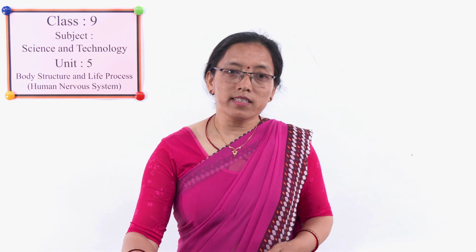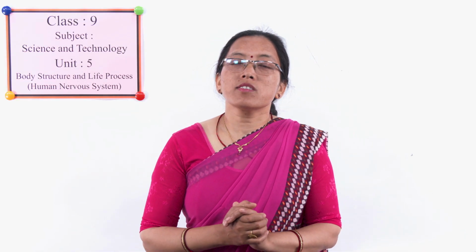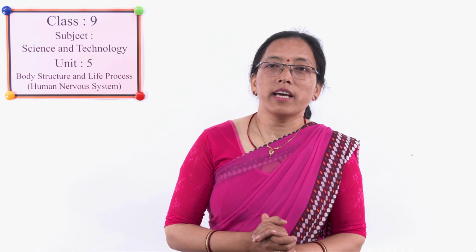See, this is the human nervous system. In this there are the brain and spinal cord, which form the central nervous system. Then there is the peripheral nervous system also. Today we discuss this peripheral nervous system too. Where is the spinal cord located and from where does it start?